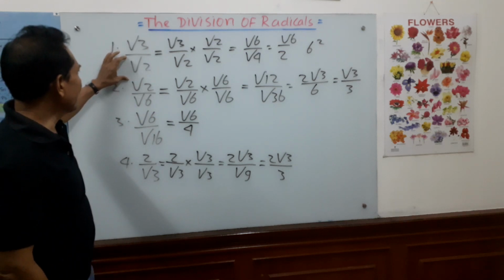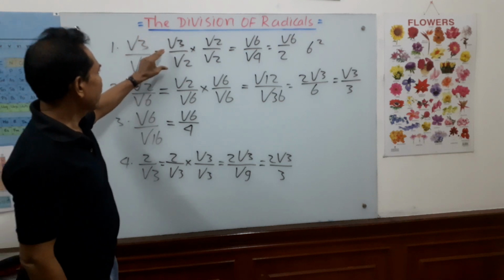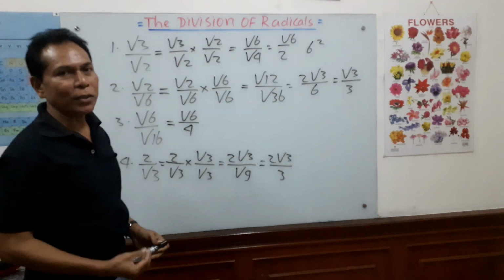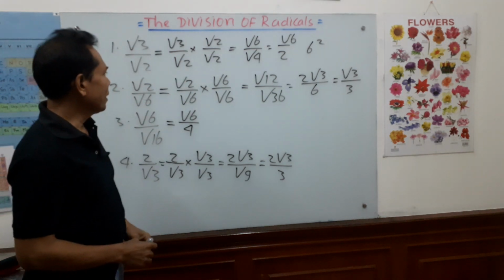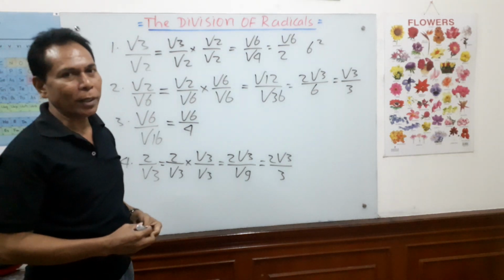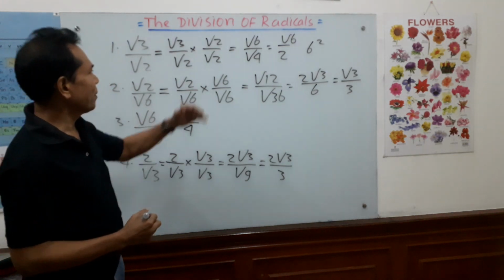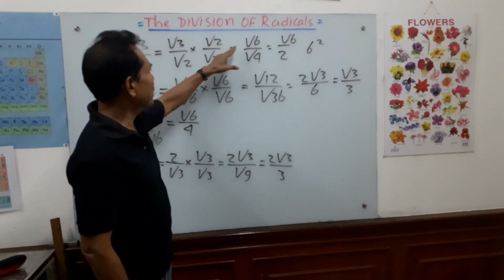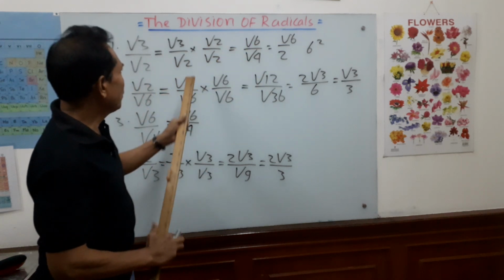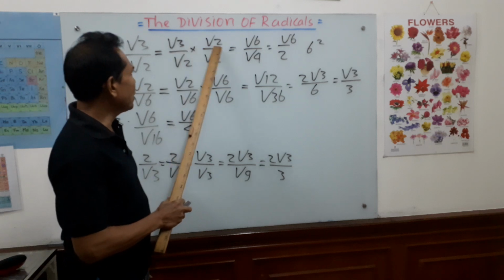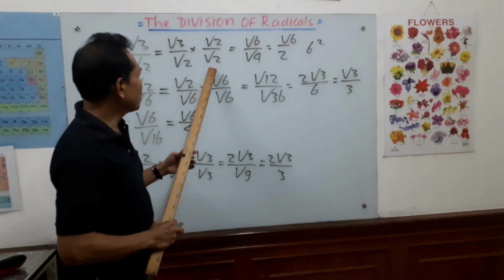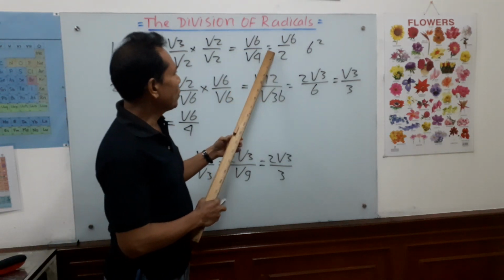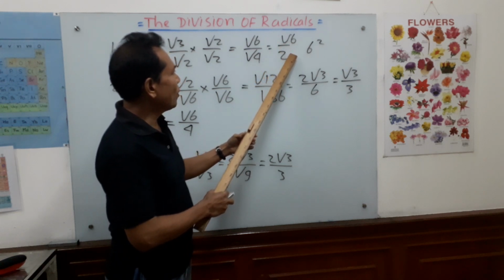Square root 3 over square root 2 equals square root 3 over square root 2 times square root 2 over square root 2. We rationalize the denominator in order to help us find a perfect square, to make it easier for us to fix the problem. So here we have square root 3 times square root 2 is square root 6. Square root 2 times square root 2 is square root 4. Now square root 4 is a perfect square. Square root 4 is 2. So your answer is square root 6 over 2.